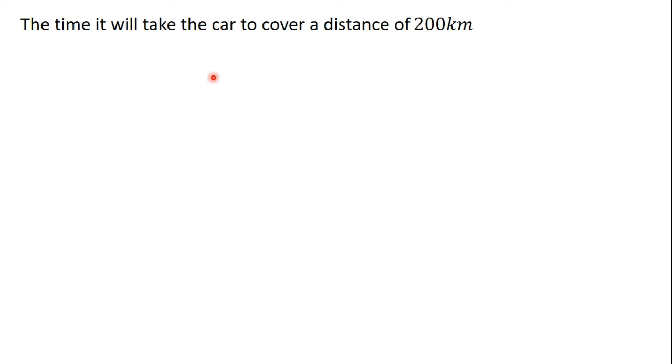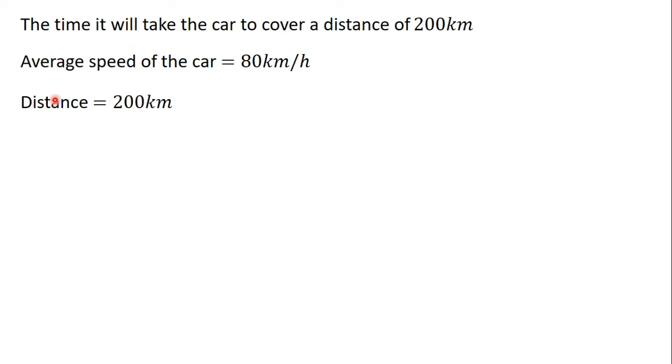So we are going to find the time that it will take the car to cover a distance of 200 kilometers. We already know that the car is moving at an average speed of 80 kilometers per hour. And we want the time that it will take the car to cover a distance of 200 kilometers. So distance here is 200 kilometers. We know that average speed is equal to distance covered divided by the time taken to cover that distance. Here we have average speed as 80 kilometers per hour. We have distance as 200 kilometers.